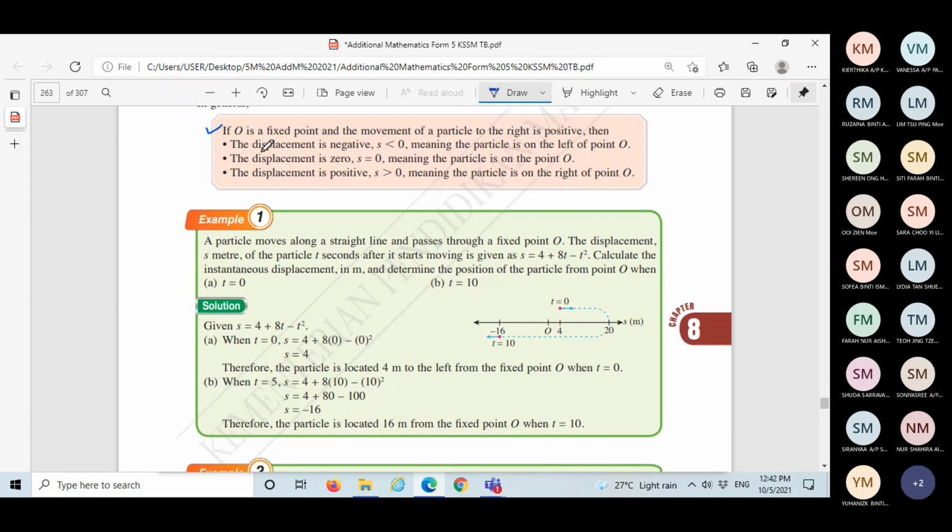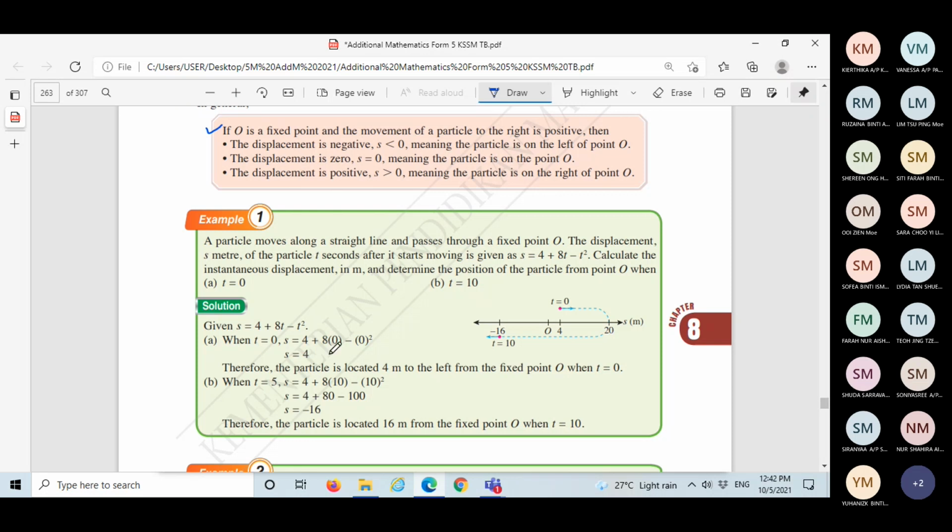This one also you can copy. If O is a fixed point and movement of the particle to the right is positive, then when the displacement is negative, S smaller than 0, it means the particle is on the left of point O. The displacement is 0, S equal to 0, means the particle is at point O. The third one, the displacement is positive, S greater than 0, means the particle is on the right of point O. So these three things you must know. Now we look at this example 1.